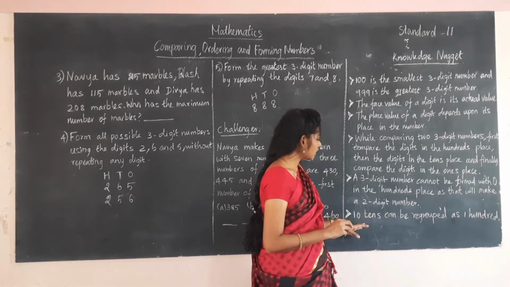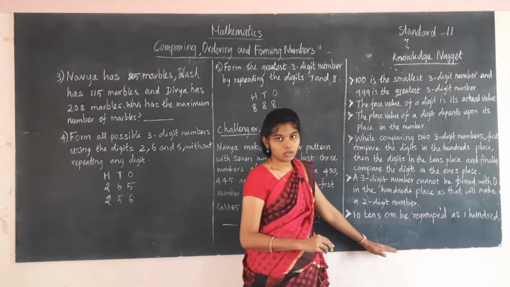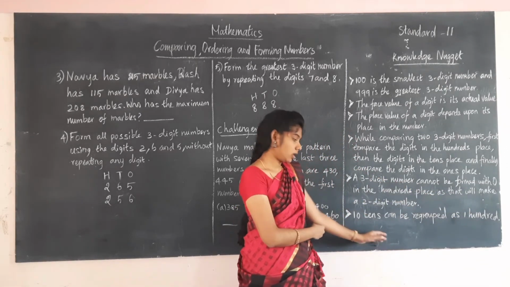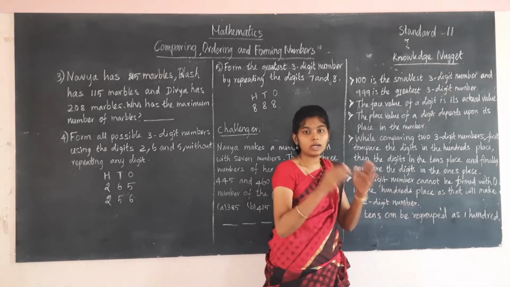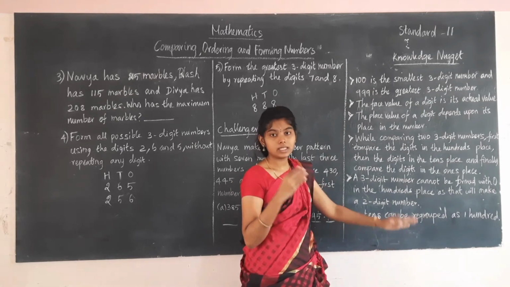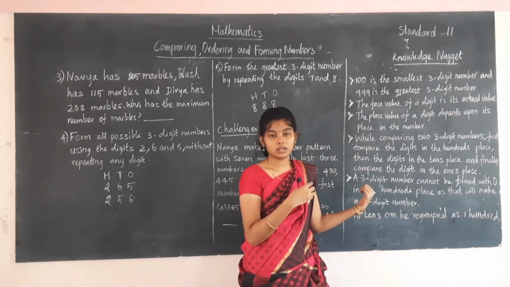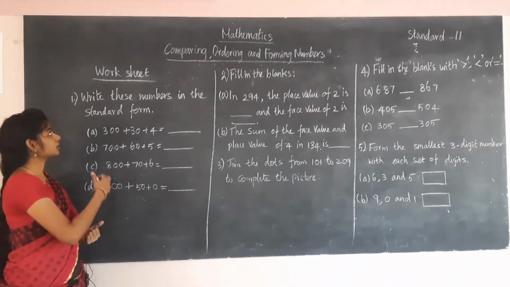The next one is that 10 tens can be grouped as 100. We started with this pattern: 10 tens can be regrouped as a 100. That 100 has 10 tens. So these are the things we have seen in this chapter, which we have just revised. Okay, now we shall look at the worksheet problems.